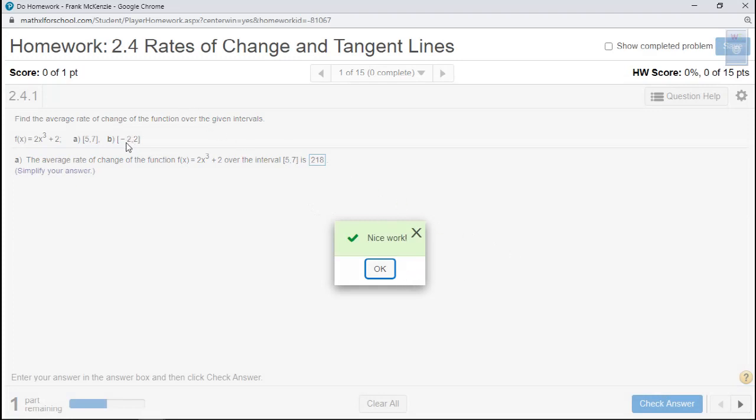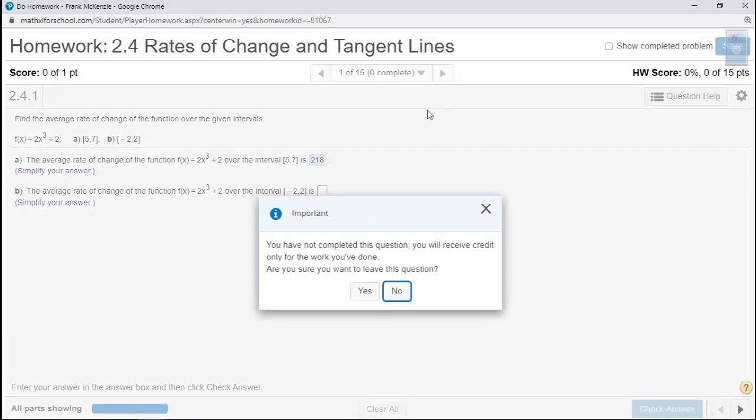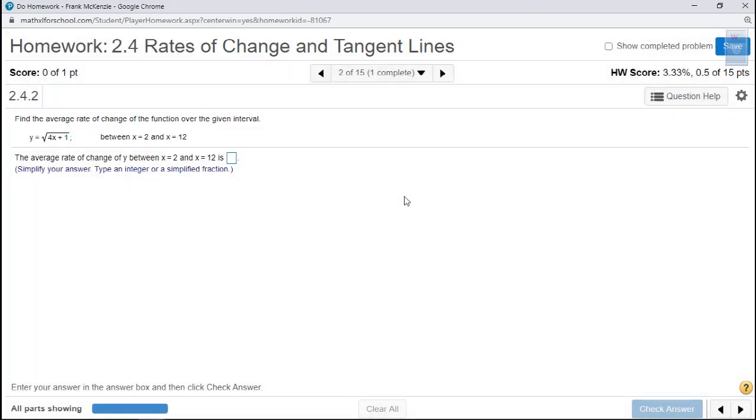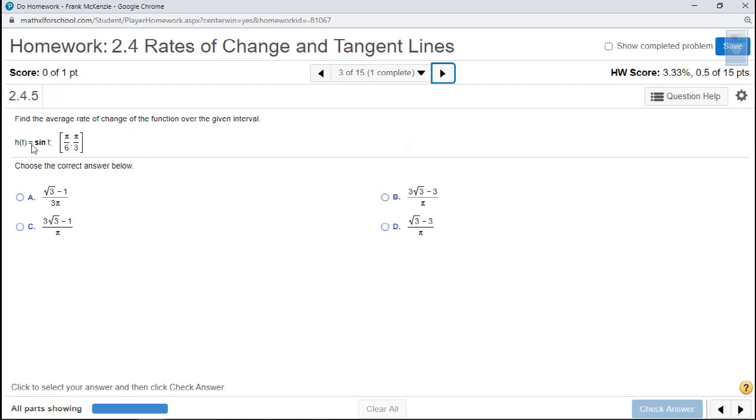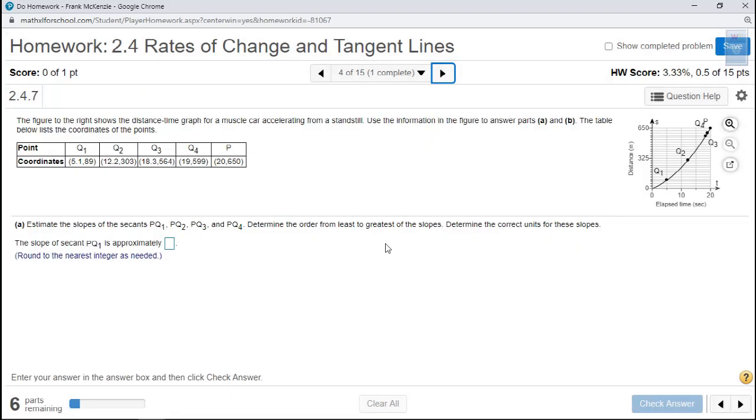All right, and you would do the exact same thing with the second one. Same thing here between x equals 2 and x equals 12. They're just giving it a little different. Same thing here. You just got to know your trig function. Sine of pi over 3 minus sine of pi over 6. And notice the way that these are written. Guys, you're expected to do this without a calculator. You have to know your trig functions, at least the sine and the cosine anyway.